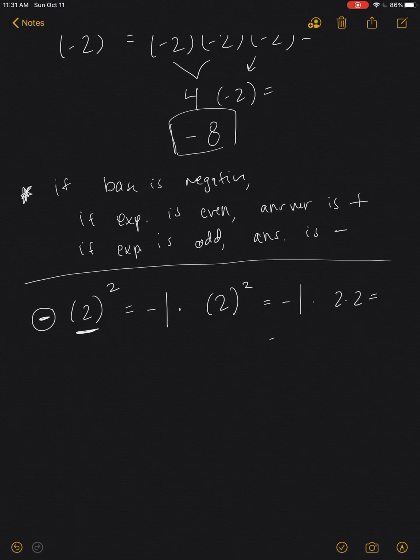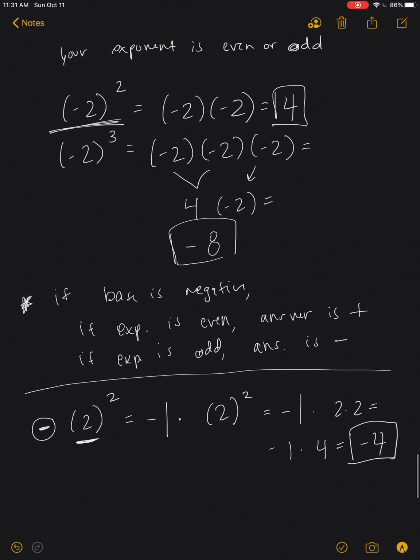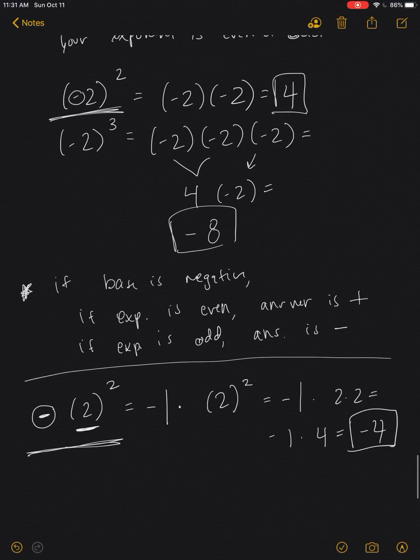and then we get negative, 2 times 2 is 4. We get -4. So you can see how that's different from this up here, because where our negative is, whether it's inside or outside the parentheses, it's going to change your answer, right? This one was +4, this one was -4. So again, it's just those tricky negatives. Make sure you pay attention to where it is in the parentheses.